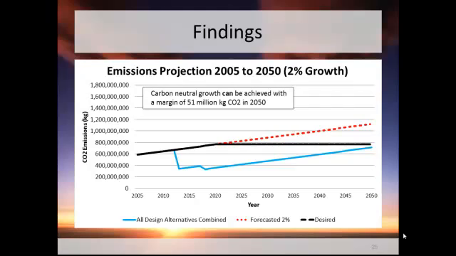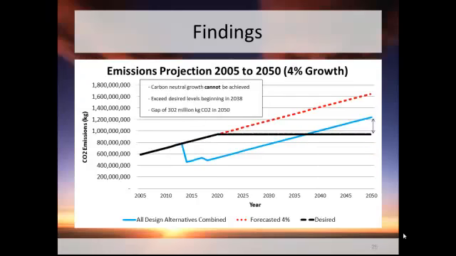This implementation assumes that all design alternatives would be implemented at full capacity starting in 2013, and emissions reduction would be immediate, with the exception of alternative fuels, which begins in 2018. We've also modeled an emissions projection using a 4% growth rate for airport operations. This projection once again assumes that all design alternatives would be implemented in 2013, with the exception of alternative fuels. With a 4% growth rate, the goal of carbon neutral growth would not be achieved.